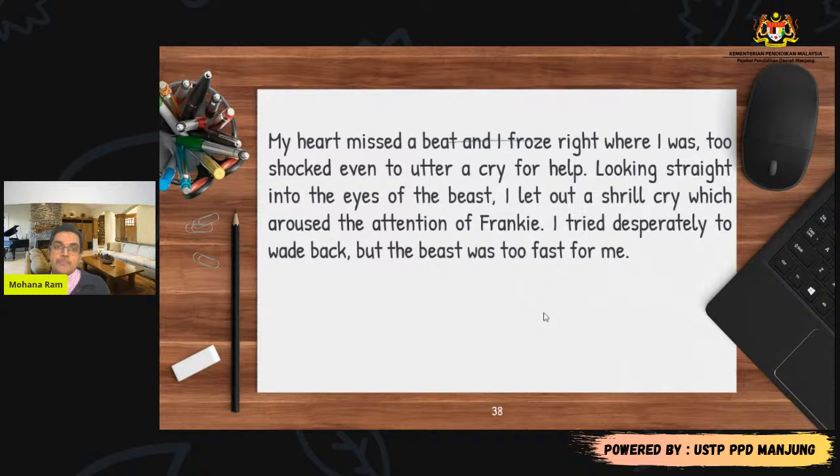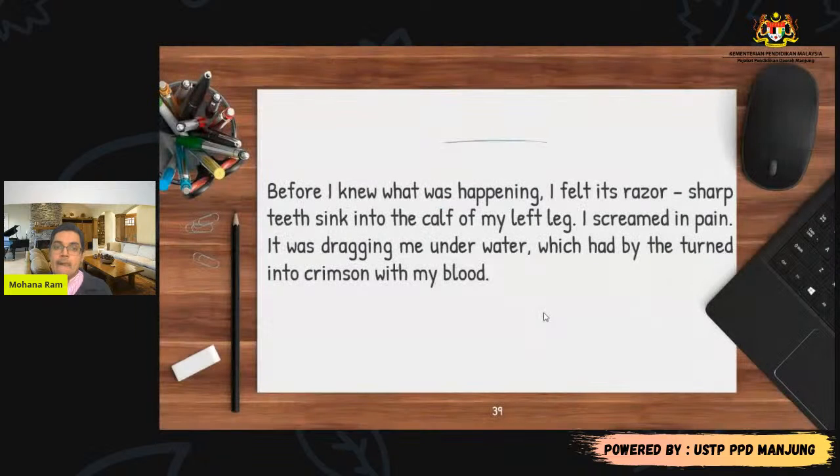Now, so I used an idiom, missed a beat, and a shrill cry. So these are some ideas that I've used. Okay, now the next one. Before I knew what was happening, I felt its razor sharp teeth. So if you see here, the idea razor sharp teeth sink into the calf of my left leg. This is what we say vivid description, giving details, the razor sharp teeth, gigi yang tajam.